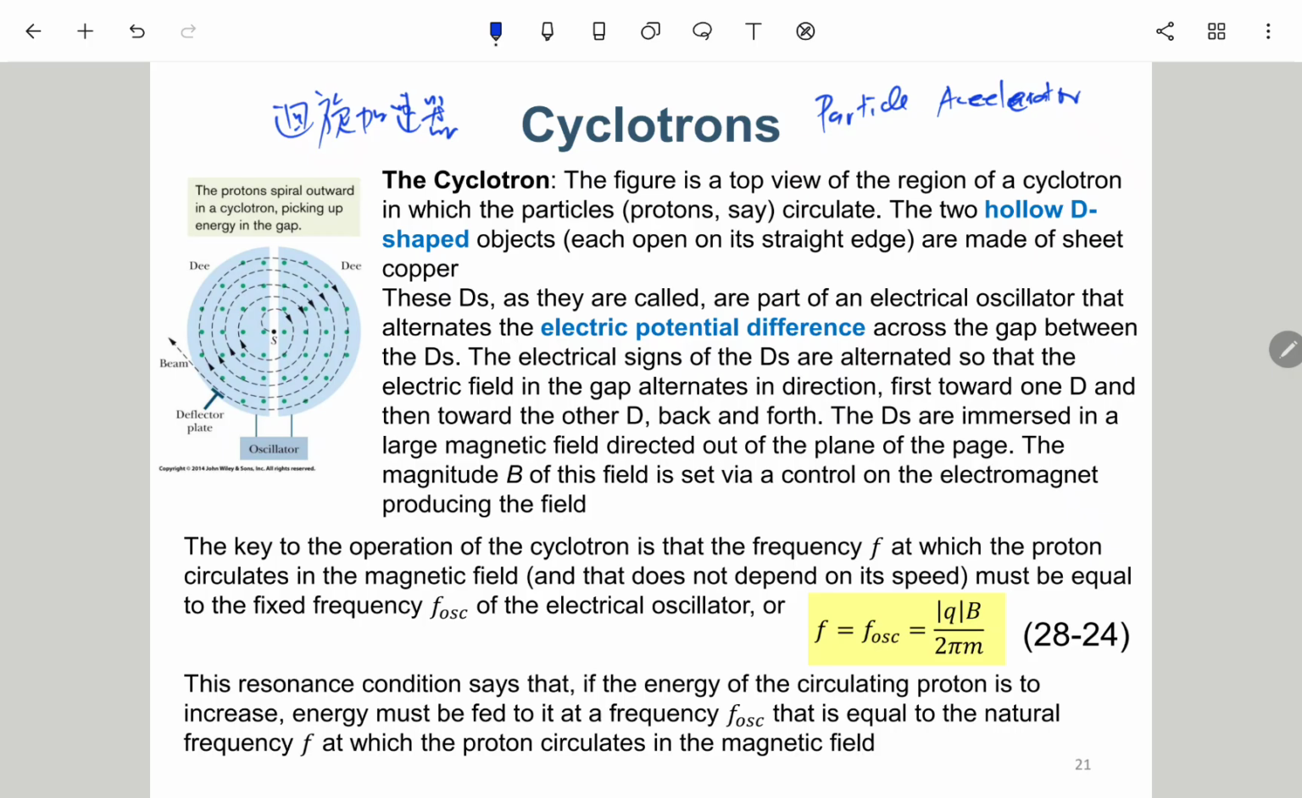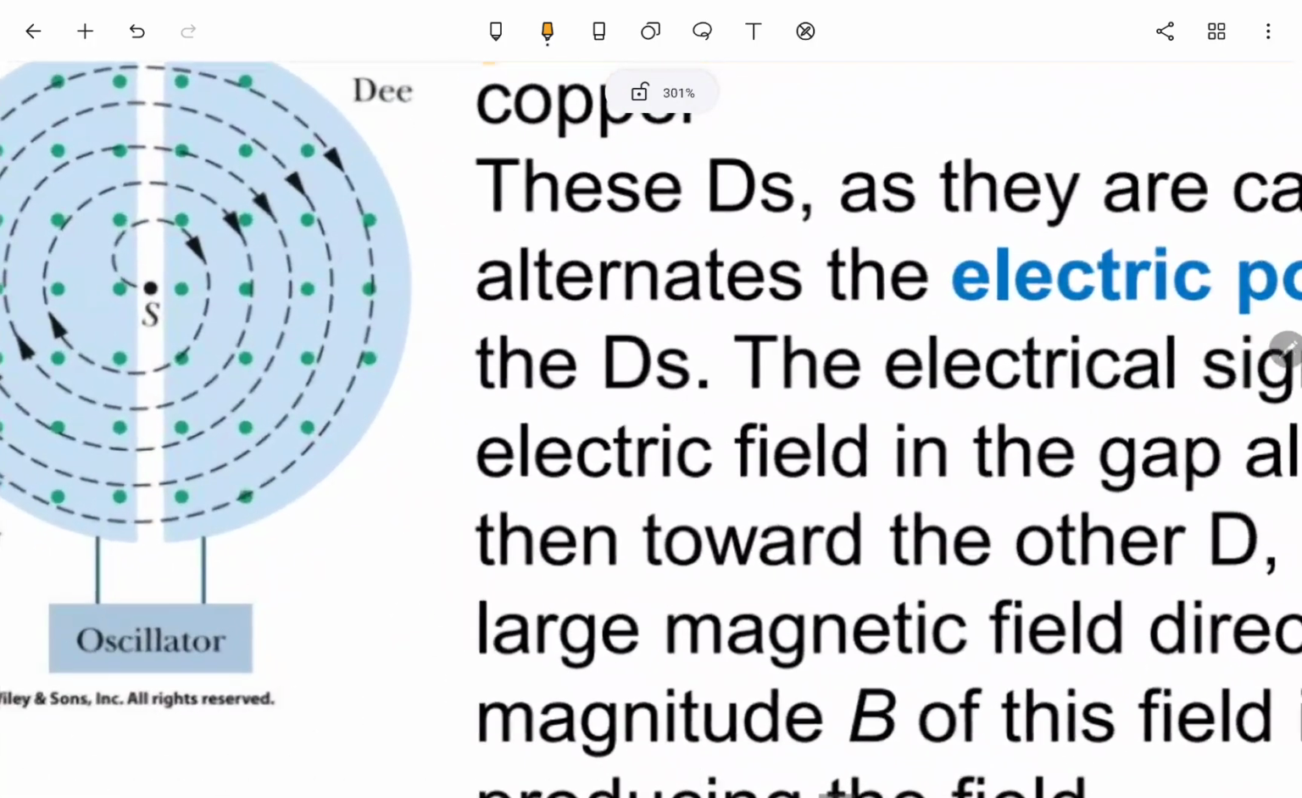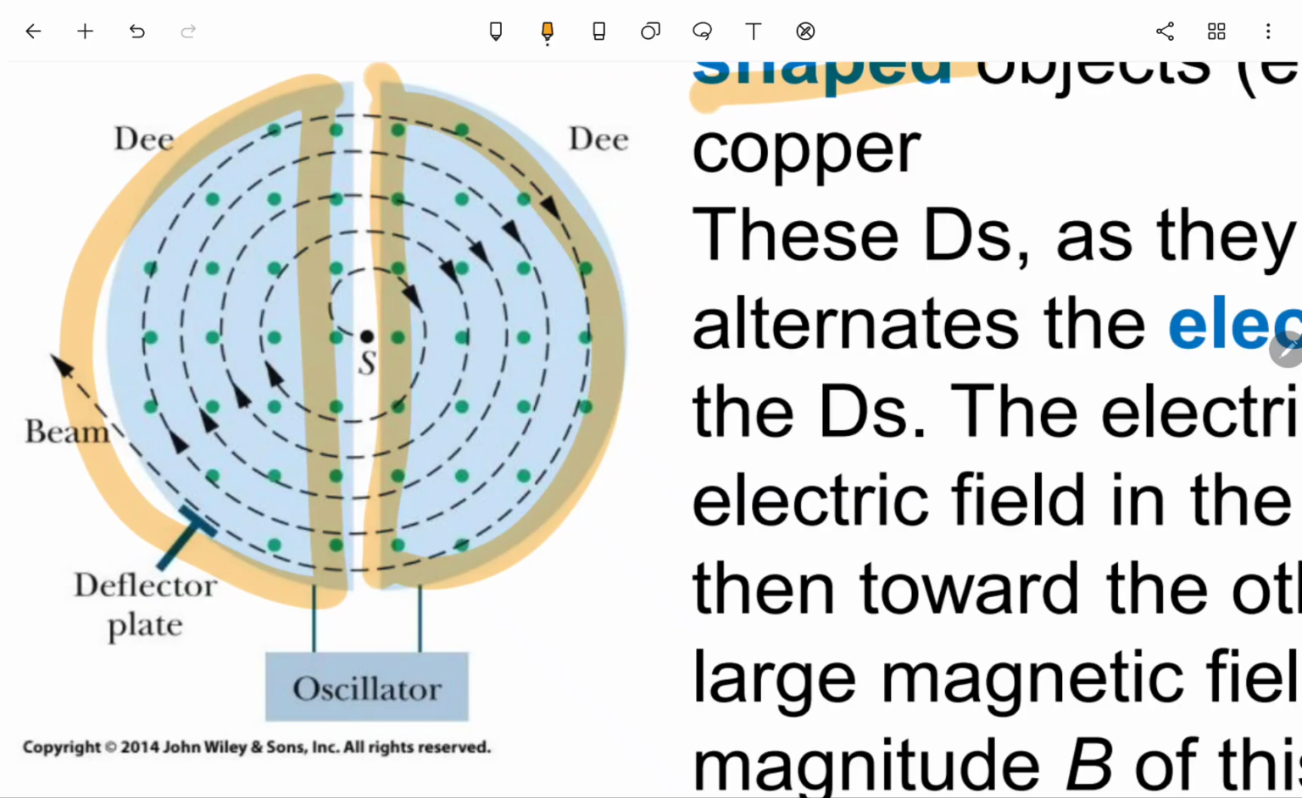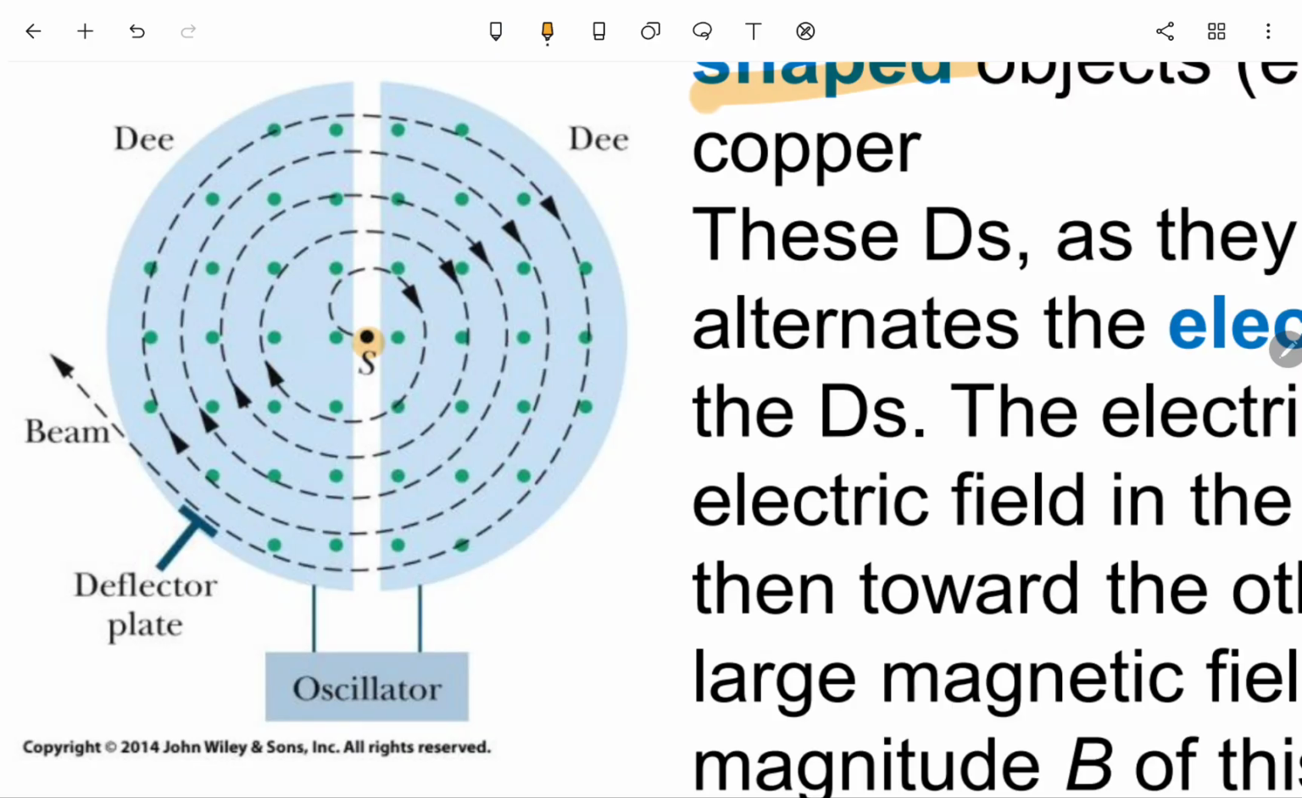Okay, the cyclotron, the figure is a top view. Actually, it has two hollow D shapes. Just like here, this is one of the D shapes, and this is the other D shape. Starting from the center, the particle goes from here and then like this, and accelerates gradually. Then up to here it shoots out.